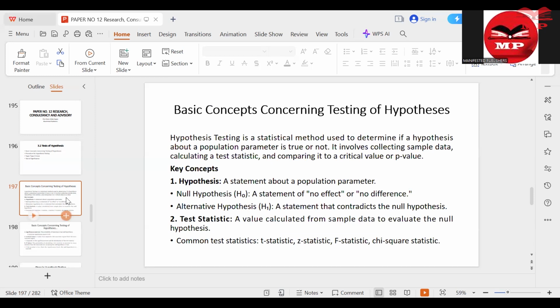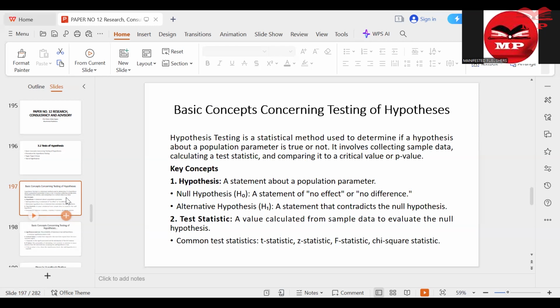And when we talk about hypothesis testing, it is a statistical method used to determine if a hypothesis about a population parameter is true or not. It involves collecting sample data, calculating a test statistic, and comparing it to a critical value or p-value.